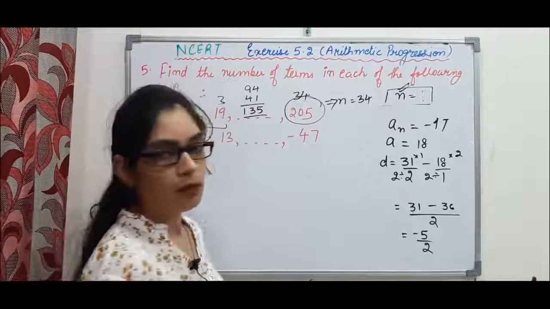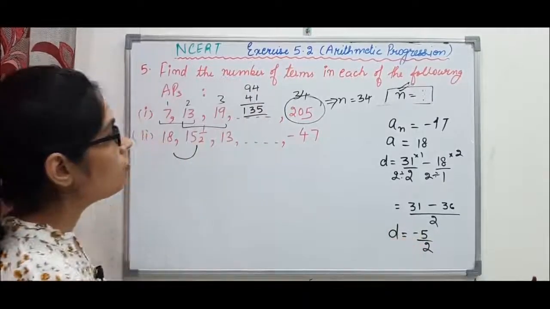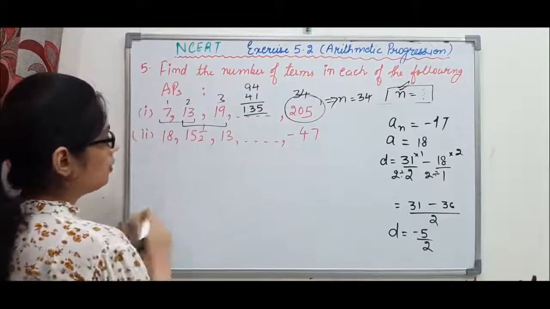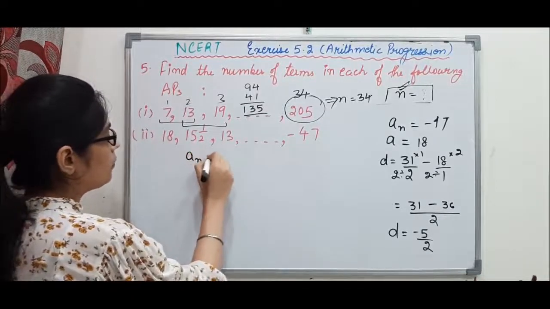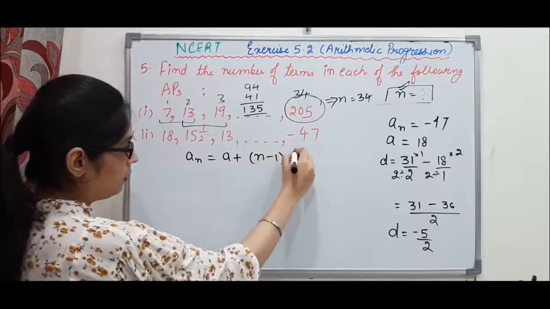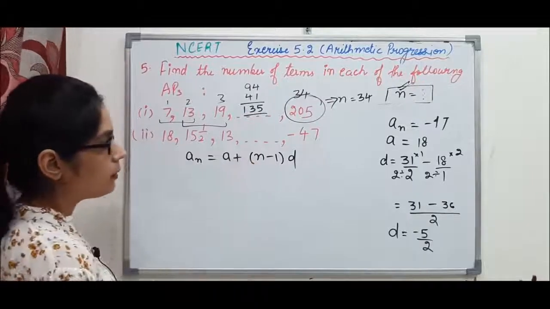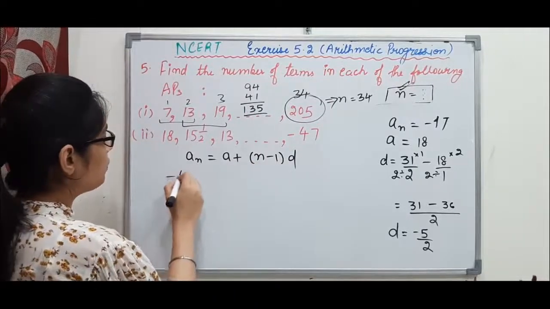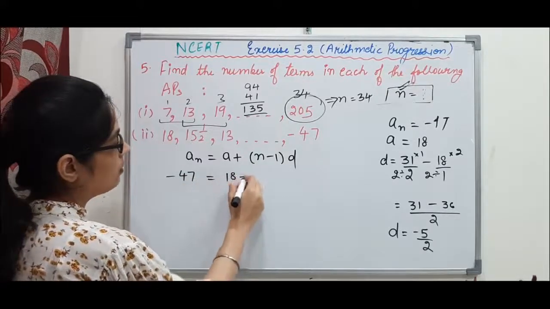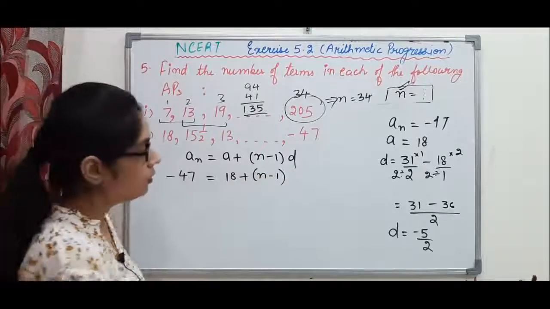Now we have found the value of d also. We have to find n. So let's write down the formula. An is equal to a plus n minus 1 d. So n we have to find. All other things we can substitute. An is minus 47, it's equal to a is 18, n we have to find. So let's keep it like this also.